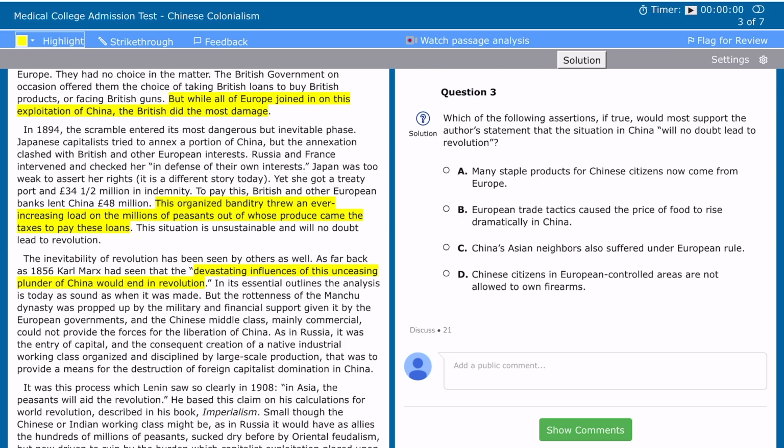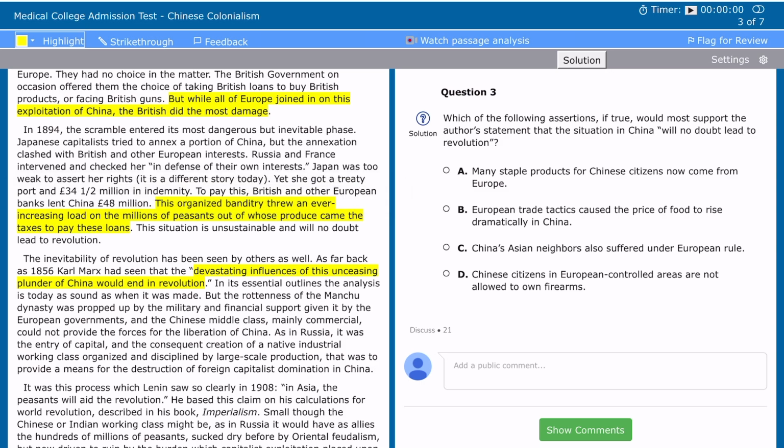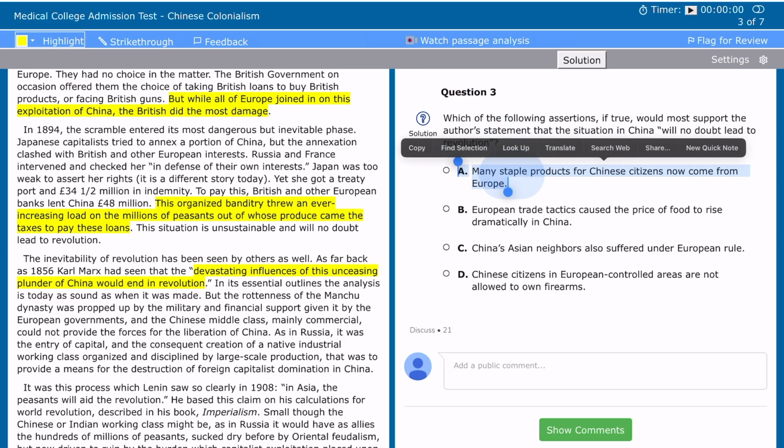With that being said, of course, the price of food is the most important part of this produce that's being made by the peasants. And so, if any of these assertions were true, which one would most support the other statement that this would lead to revolution? Many staple products for Chinese citizens now come from Europe. Okay, that would be interesting, but again, it doesn't tell us as to why that would inherently cause revolution. Buying and importing from somewhere else is not necessarily the catalyst to a revolutionary act.